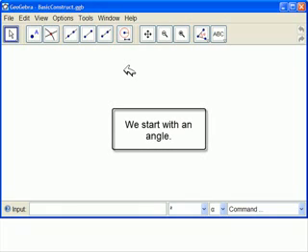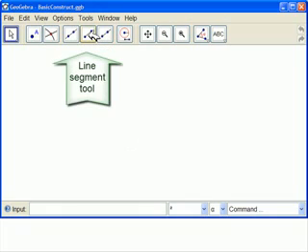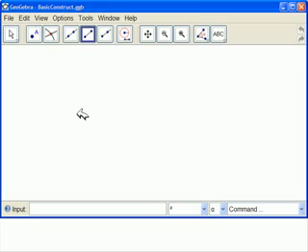So we need an angle. How do we start with an angle? We do a couple of line segments or rays. It doesn't matter what you choose. A, B, and then A, C. Let's make them not the same length.